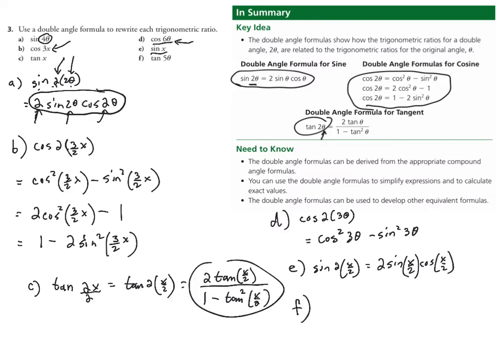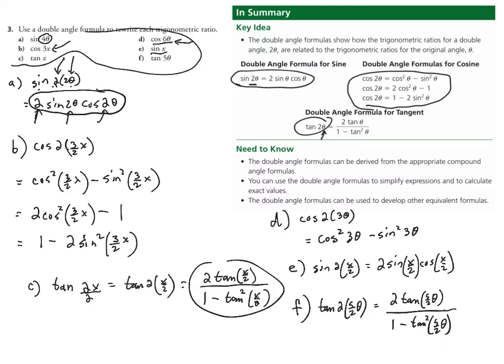Okay. Tan of 5 theta, we're just going to call that tan of 2 times 5 over 2 theta. So that is equal to 2 tan of 5 halves theta over 1 minus tan squared of 5 halves theta. Okay, seems like this whole thing was to make life harder on us. Like all those new answers are actually more complicated than the originals. That's okay. Let's go to number 4.